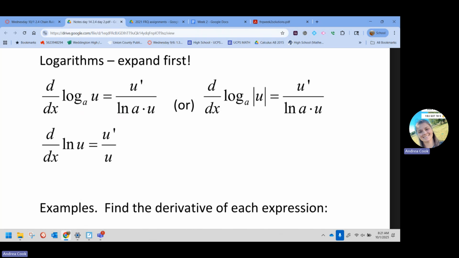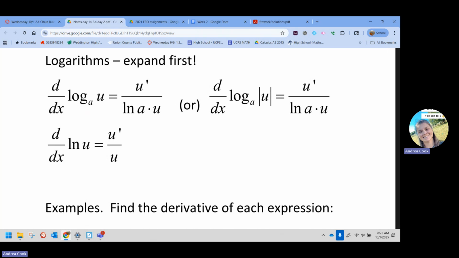Okay, then look at this one below. Do we remember the base of this one? E. Yes, good. Okay, so ln is just log base e. We left an implied e. So when you do this one and you find this, you do u prime over u. There's an implied ln e right here.